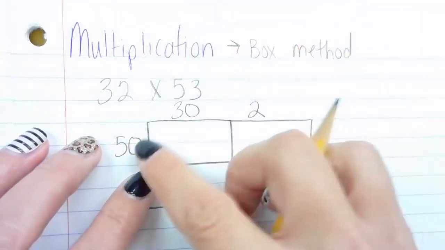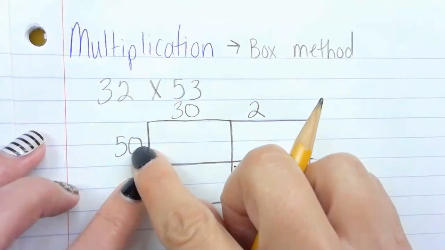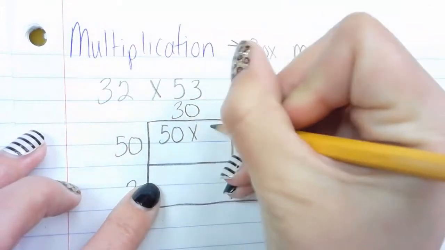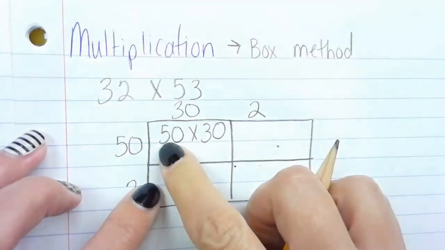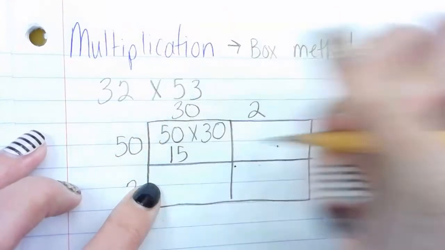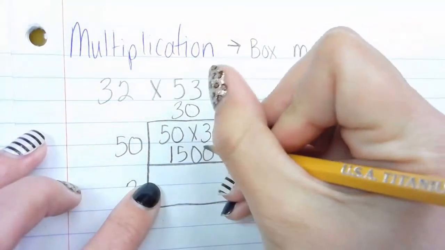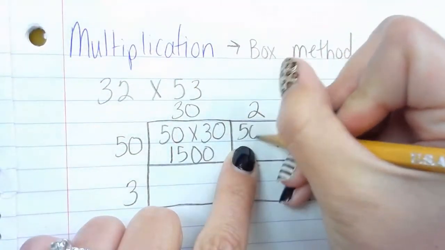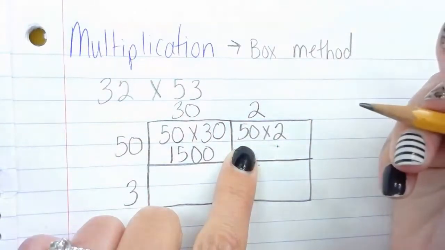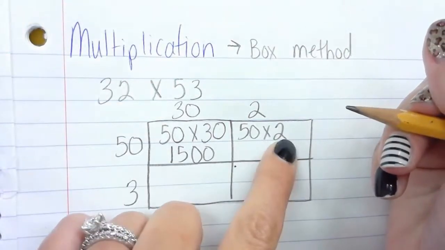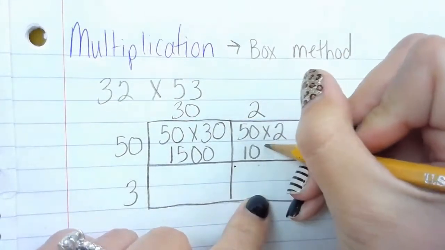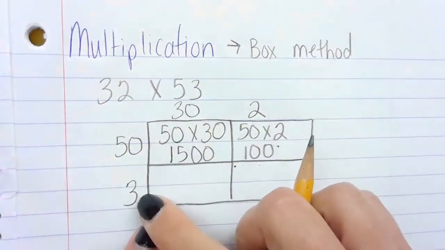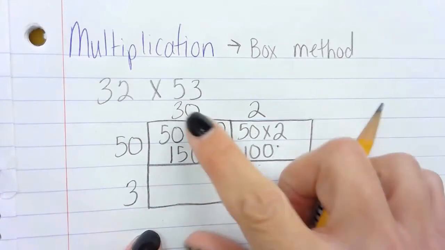Okay, so the equation I would do for this box involves the numbers 50 and 30. So my equation is going to be 50 times 30. I know that 5 times 3 is 15, and then I need to add 2 zeros, okay? The equation I have here is 50 times 2. I know that 5 times 2 is 10, and I need to add the extra 0, so 100. This box here, my equation is going to be 3 times 30.